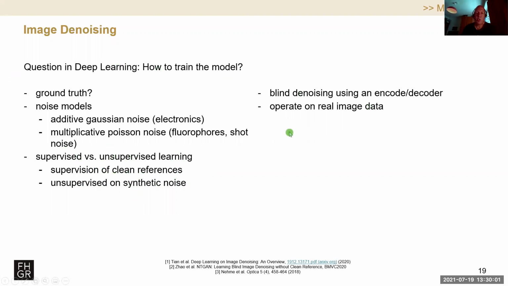One possible solution is that we could use blind denoising using a GAN network, which in itself tries to come up with noise proposals or denoised proposals, and looks at these denoised images and compares them to clean data and decides whether that is true or false data. Some approaches have now been able to operate even on real image data, like data that has real noise on it.